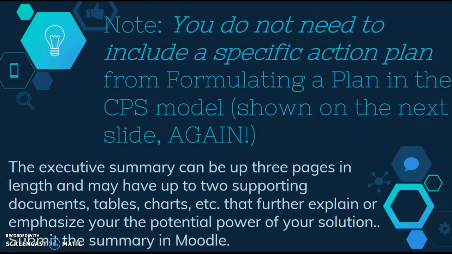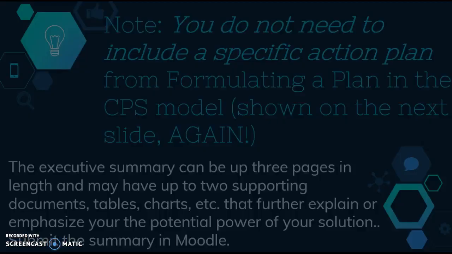So the part that is really important is that you don't have to actually write out an action plan. Keep in mind that this executive summary can be up to 3 pages in length, but no more. And you can have a couple supporting documents that you offer, whether it's information about your school or your students or test scores or what have you. You can include tables and charts, but again, really 3 pages. So you're not going to write up the actual action plan per se, just an overview of what you would do to solve the problem.